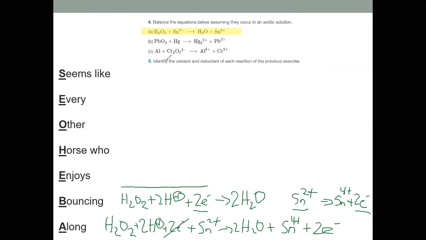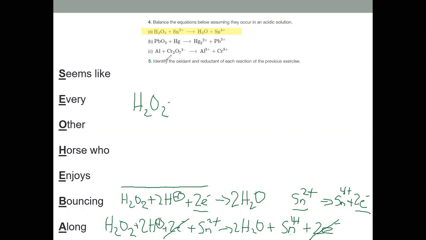We have 2 electrons here, right? We got 2 electrons there. We can eliminate. And it looks like we have Sn on each side. And we have 4 protons on the, 2 plus 2 is 4 on the left, 4 on the right. And then the oxygens, we have 2 oxygens on the left, and 2 times water would give us 2 oxygens on the right. So let's rewrite this together.